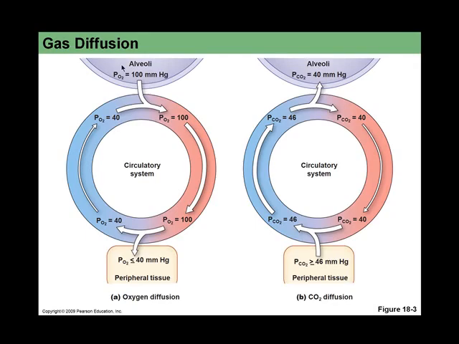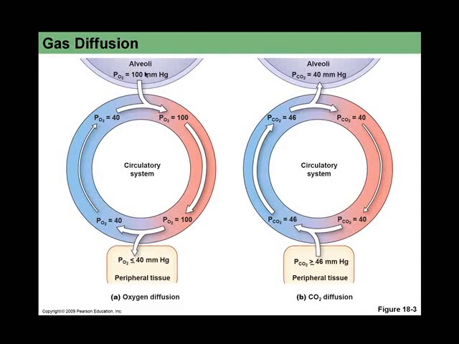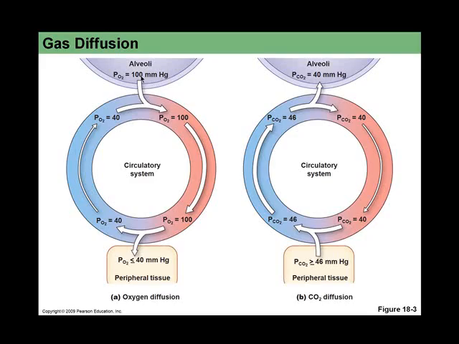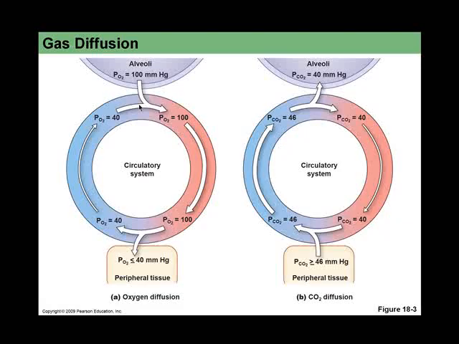So when we consider the pressure gradient, 100 millimeters of mercury PO2 in the alveoli, 40 millimeters of mercury for PO2 in the pulmonary arterial supply, right? So the pressure gradient obviously is favoring oxygen moving from the alveolus into the plasma.